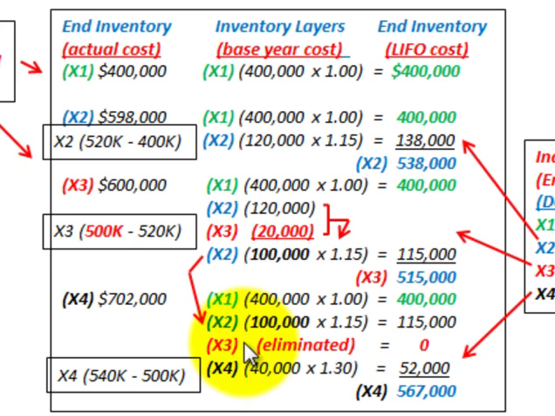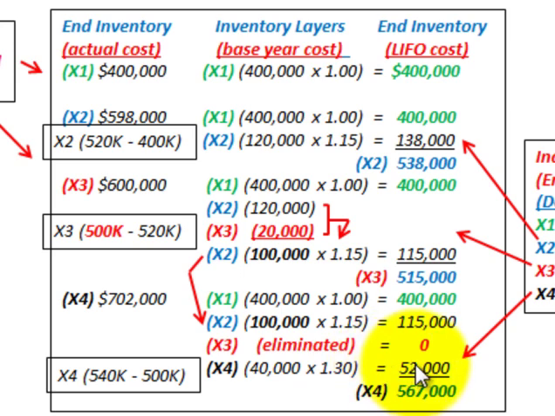Now this is where we have to understand. For year X3, we've eliminated this inventory layer. It doesn't exist anymore. It never will exist. So it's gone. So there is no inventory for year X3. It's not included, so it's just a zero amount. And then year X4, that's where we had this increase from $500,000 in the beginning of our year to $540,000 at the end of the year in our inventory.